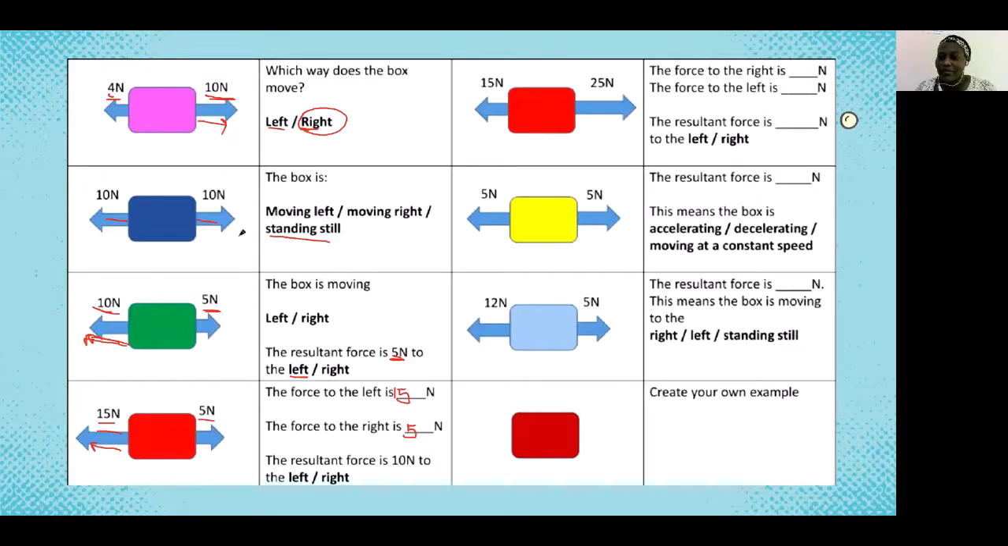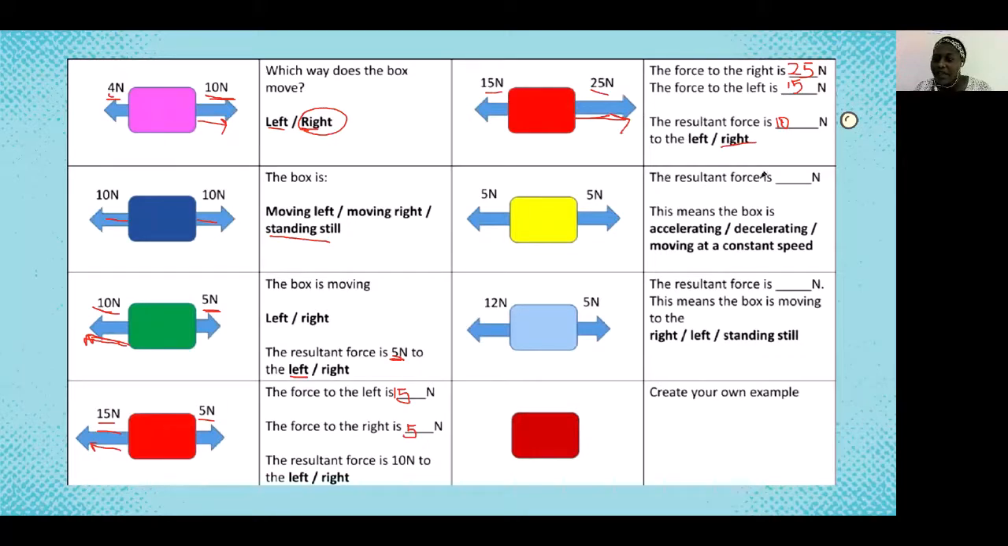Next, here, the force to the right is this one, 25. You write here 25. The force to the left is 15. The resultant force is 25 take away 15. You get 10. The resultant force is 10 newtons to the left. Oh no, sorry, to the right. Very good. So you take away 25 take away 15, you get 10. So the resultant force is 10 newtons to the right.